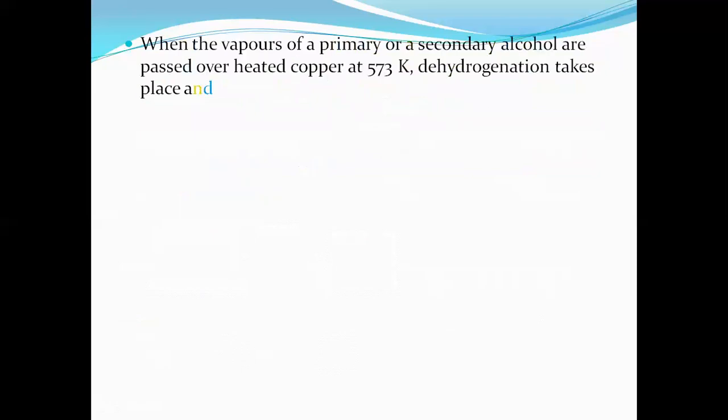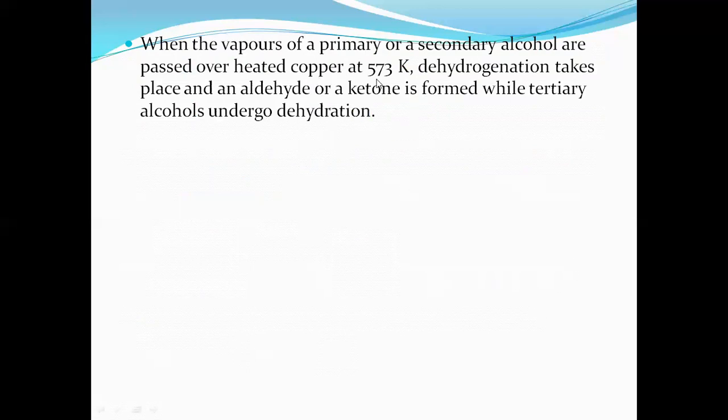When the vapors of primary or secondary alcohols are passed over heated copper at 573 Kelvin. See, the difference is earlier we were oxidizing by using an oxidizing agent. Now we are passing that over what? Heated copper. Dehydrogenation takes place, and aldehyde, ketone and alkene from the tertiary are formed.